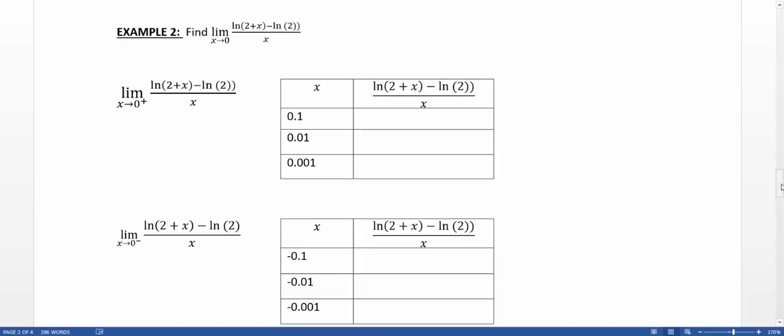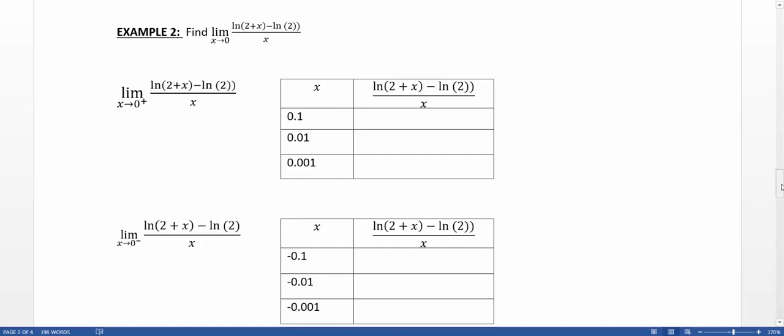Now let's look at another example where the function is a little bit more complicated, and the answer may not be as obvious as the last one. So here, we want to find the limit as x approaches 0 of the natural log of 2 plus x minus the natural log of 2, all divided by x. Notice that if you tried to plug 0 in, which we don't want to do because with limits we approach and we never plug in, you're going to end up with a 0 in the denominator.